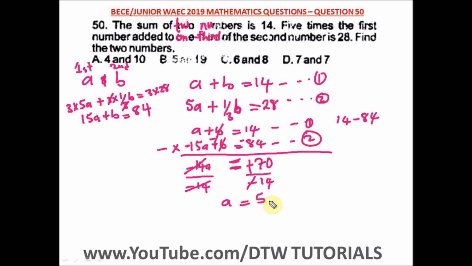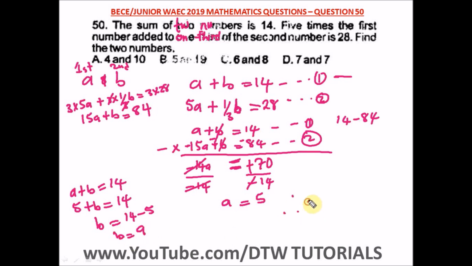So since we know A is equal to 5, it's easy for us to get our B. We can substitute the value of A equal to 5 into equation 1, where equation 1 is A plus B equal to 14. So putting the value of A as 5, we get 5 plus B equal to 14. So from here, B is equal to, take 5 to this other side, 14 minus 5. And what is 14 minus 5? 9. So B is equal to 9.